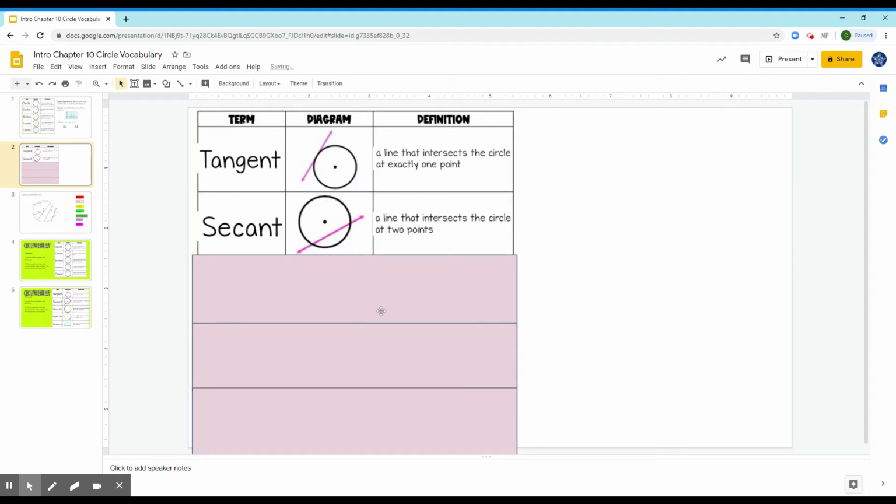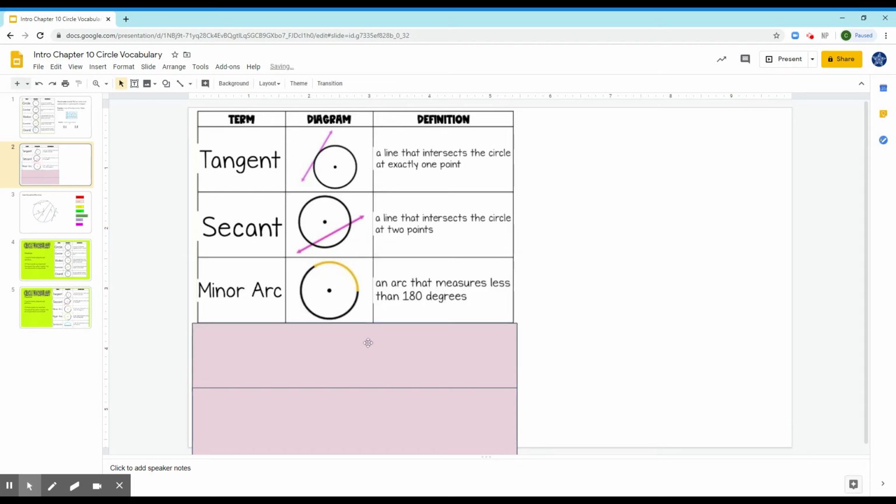Next, we have a secant. The secant looks similar to our chord. However, our secant goes beyond our circle. It is a line that intersects the circle at 2 points. So it touches the rim, but goes beyond in both directions.